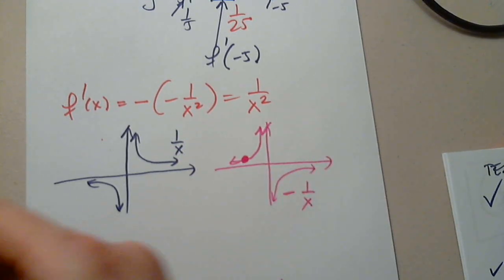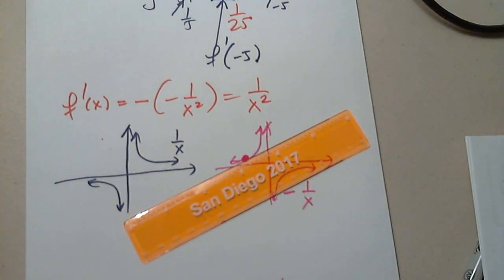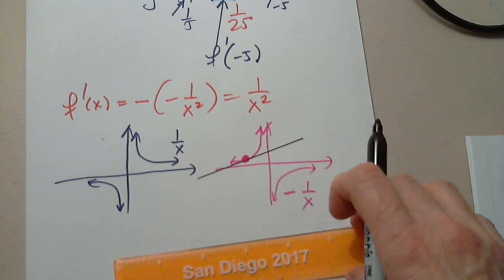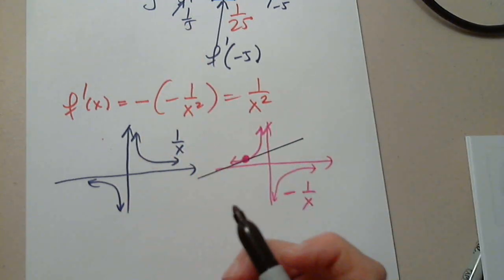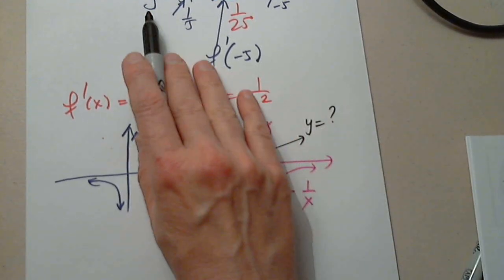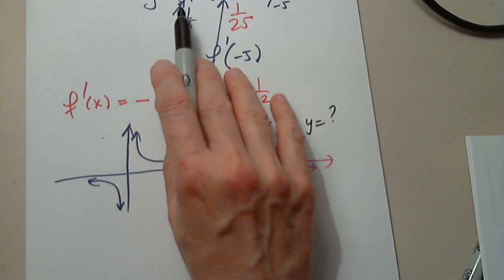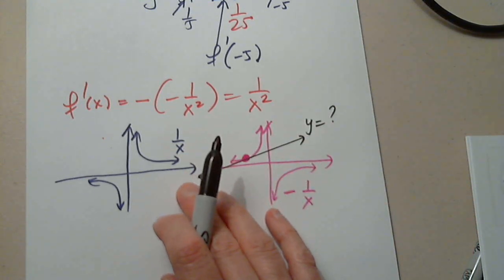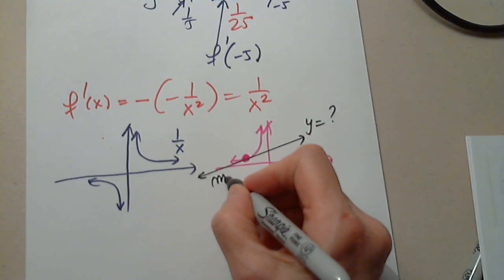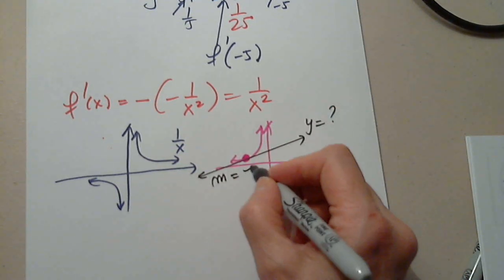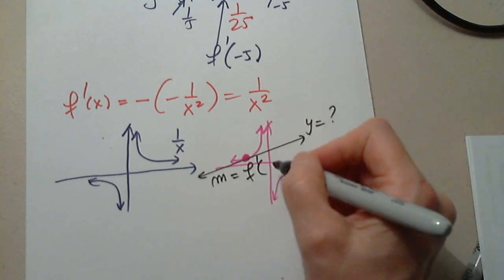I'm asked to find the equation of the tangent line to the graph of this function at this point. And I did the same thing last time. So we're asked to find this function, which is this: y minus y1 equals the slope times x minus x1. But in order to find the slope of this line, the tangent line, it is f prime evaluated at negative 5.